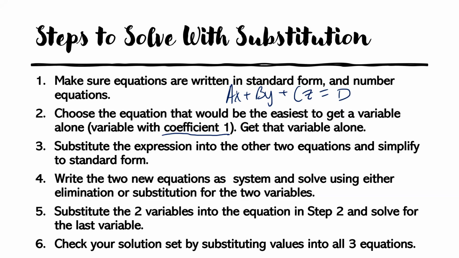You're going to substitute the expression into the other two equations and simplify to standard form. When you're simplifying to standard form, that means that you're going from 3 variables down to 2 variables. So the goal here is to get down to 2 variables. Then write the two new equations as systems and solve either using your own 2 variable way, whether it's elimination or substitution. Then you're going to substitute the 2 variables back into any of the original equations and solve for the last variable. And then you check your answer.